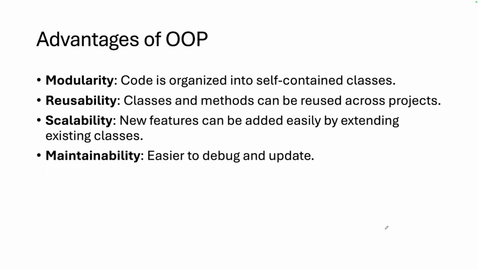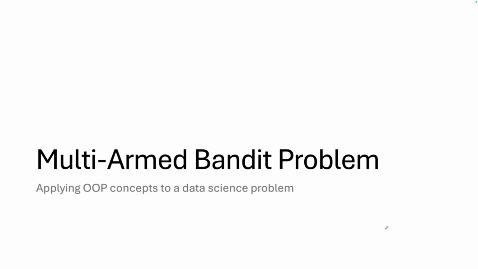Advantages of object-oriented programming. Why use object-oriented programming? Well, the code is organized into self-contained classes, and they're reusable classes and methods that can be reused across projects. It's scalable, and new features can be added a lot easier, and it's a lot easier to maintain and debug and update. It is more complex, so I should have another slide that says when not to use object-oriented programming, because I don't think it's great for all use cases, but maybe I'll do that next time.